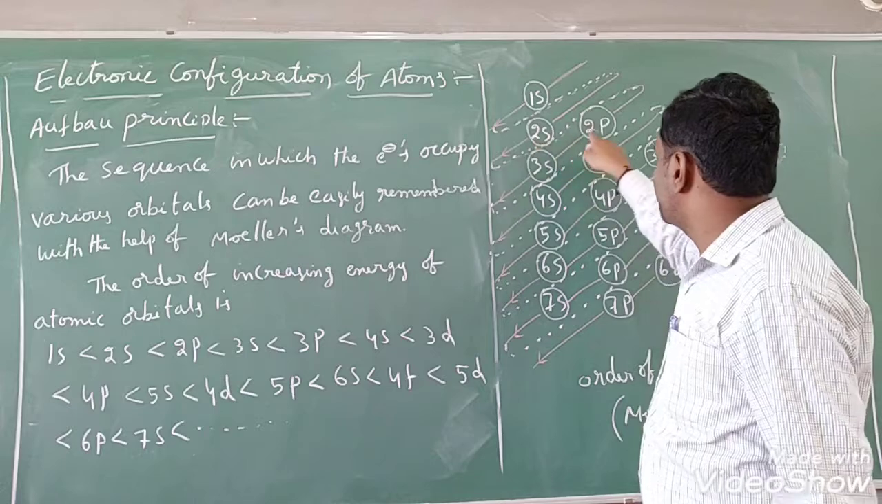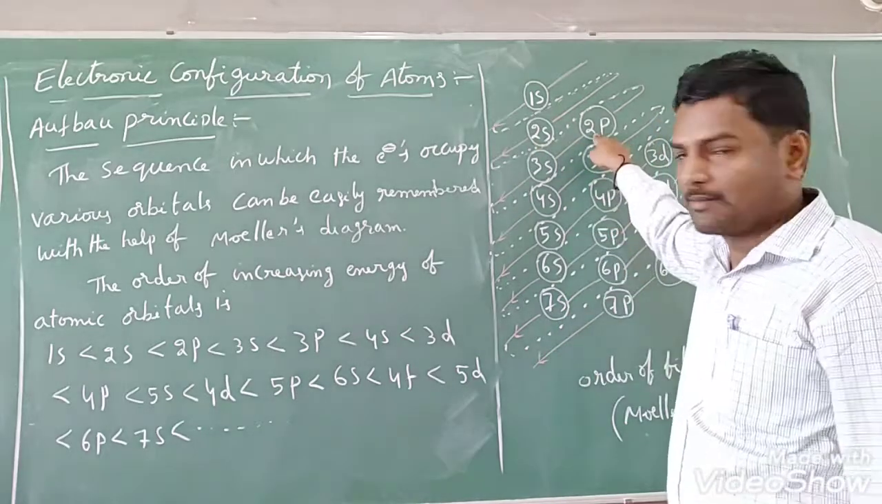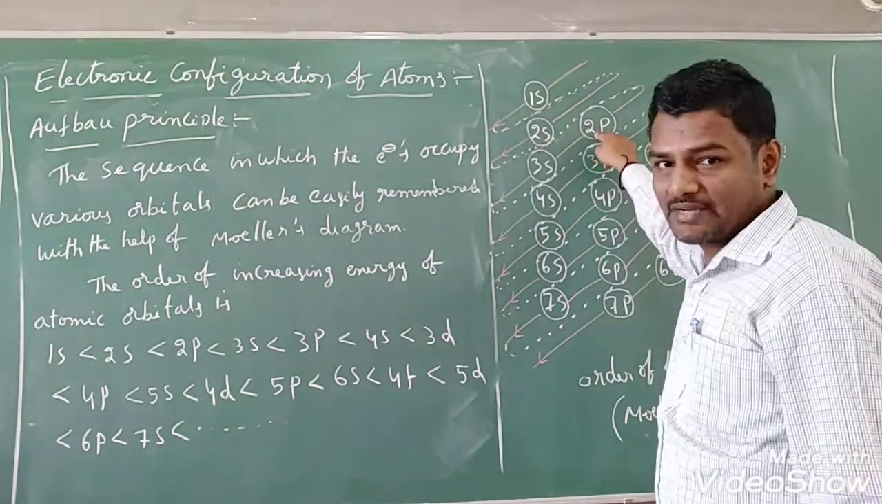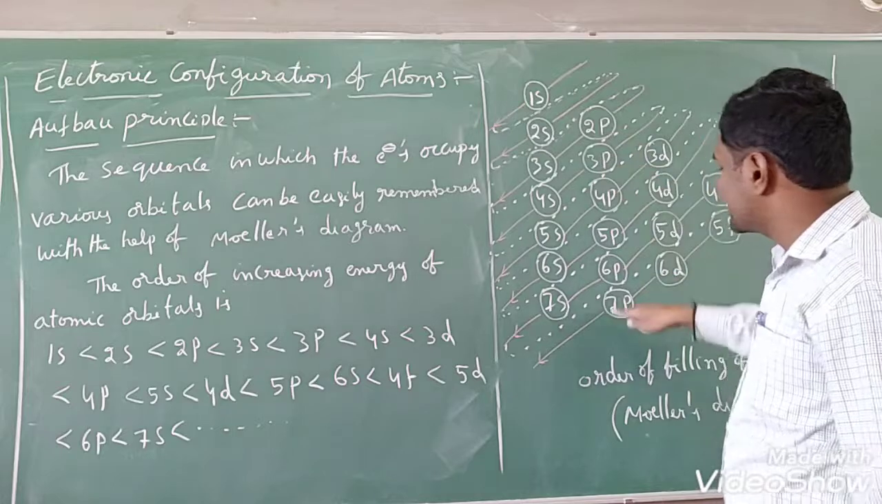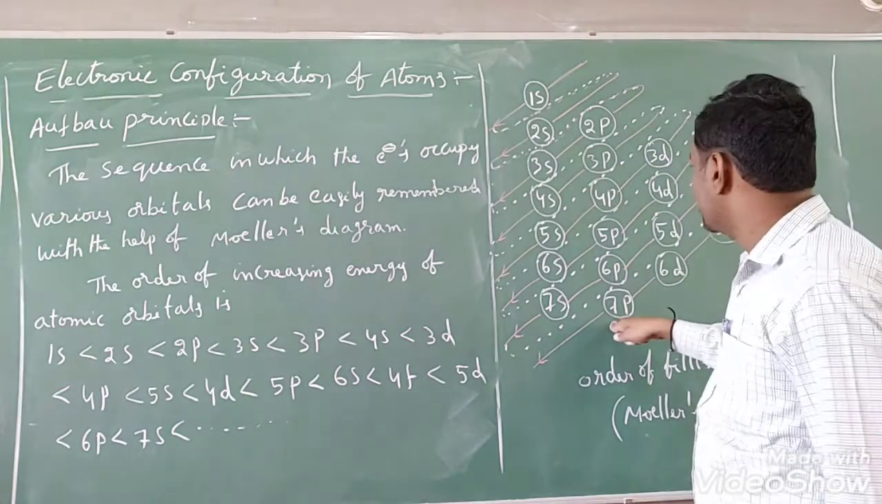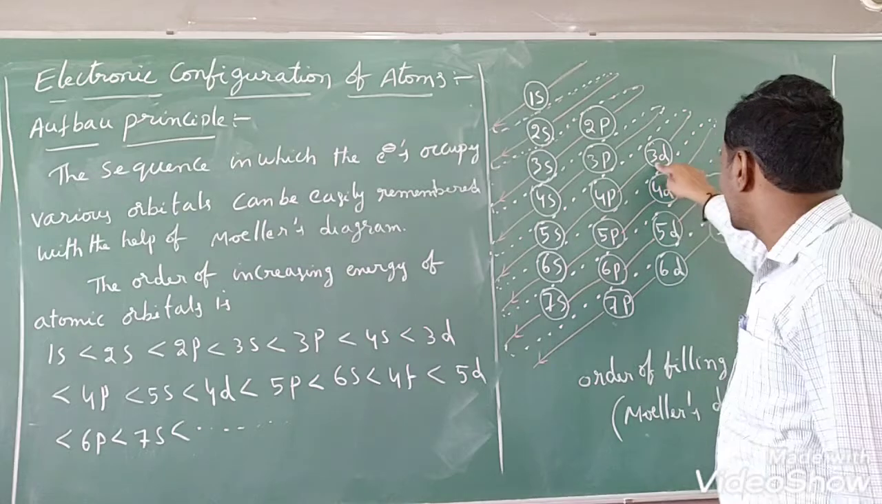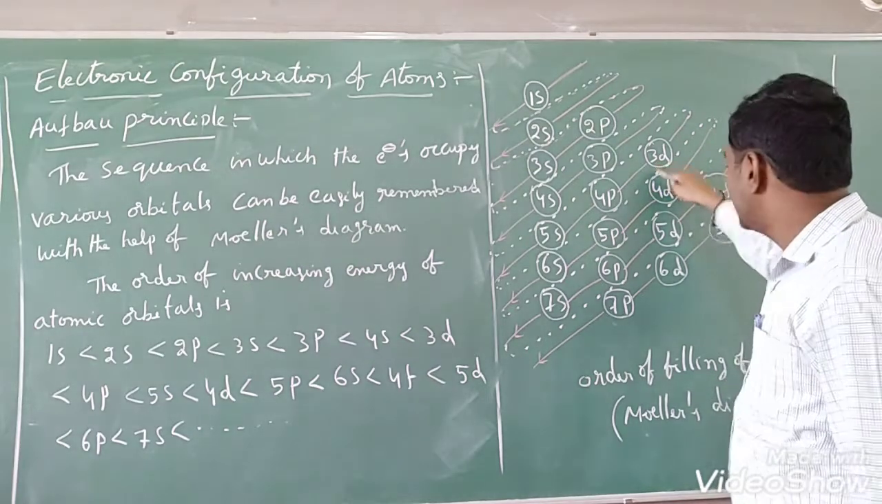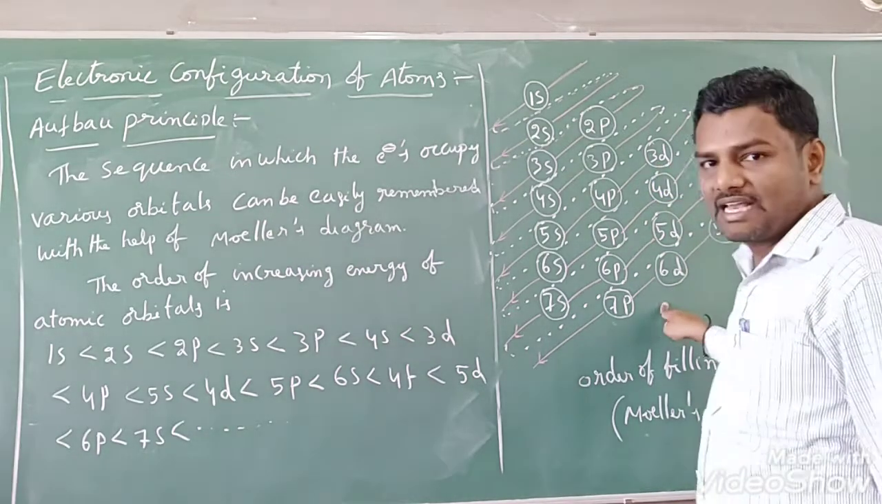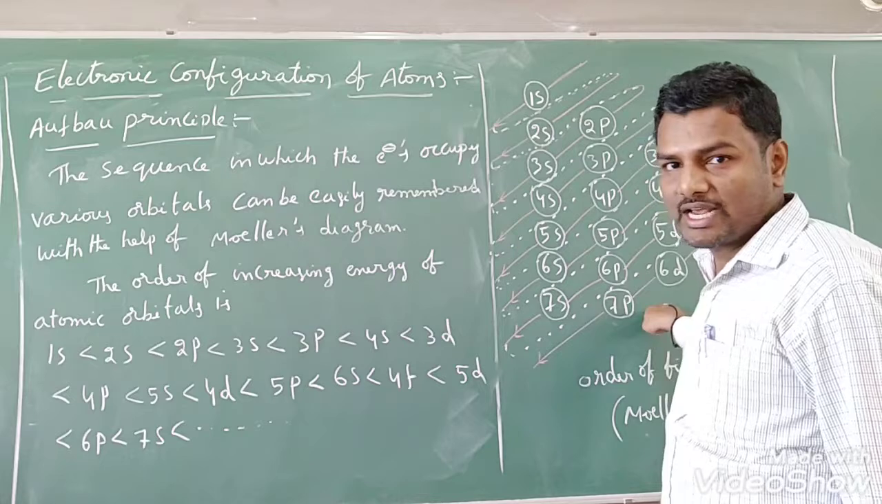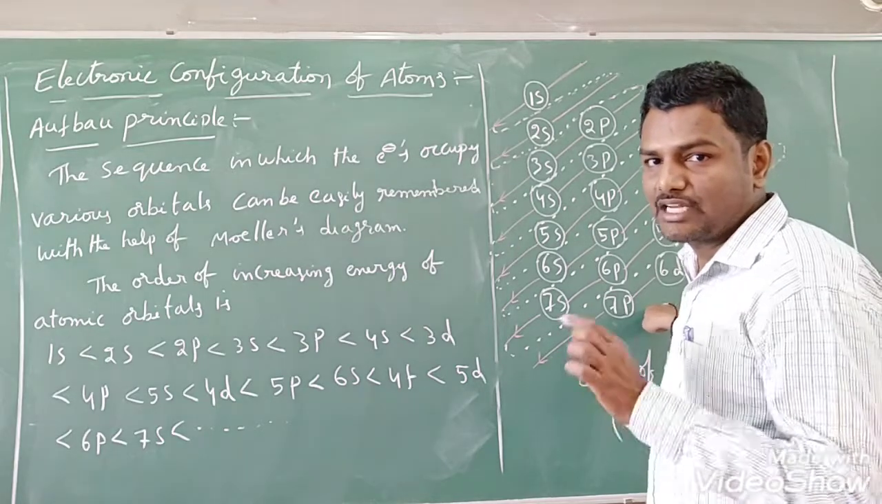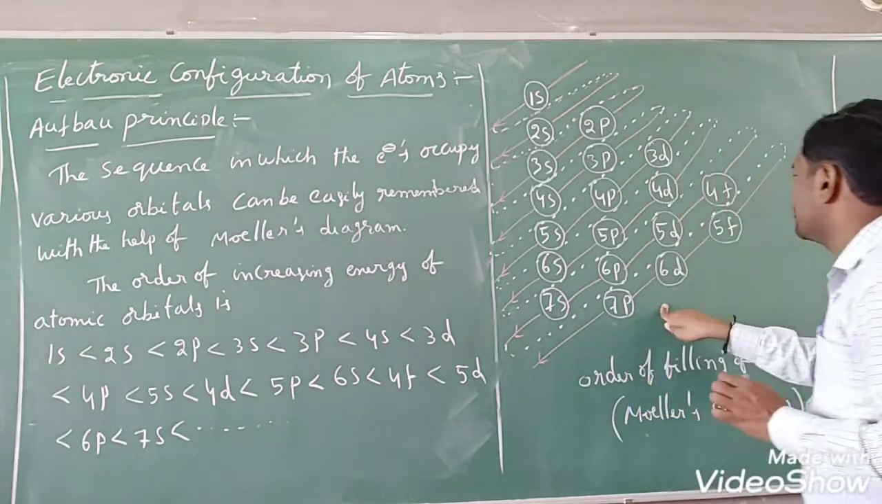The p subshell starts from the second orbit, so that's why I have started with the second. So 2p to 7p I have drawn here, right? And the d subshell starts from the third orbit, so that's why I have started with the third shell. This is 3d to 6d I have written. 7d I did not write because we will not get 7d by writing the electronic configurations of various elements.